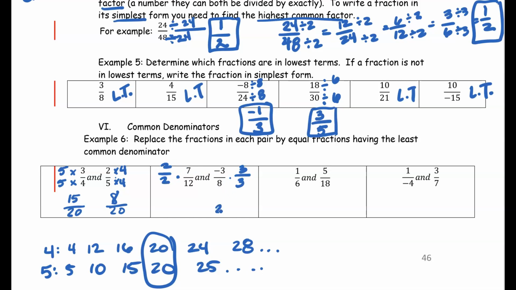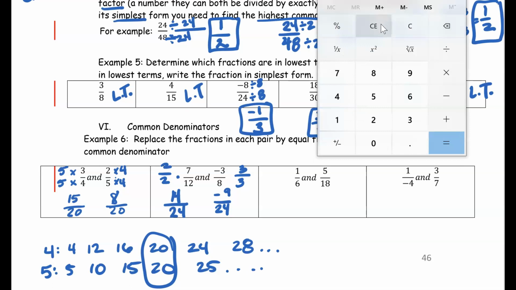So 8 times 3 is 24. Negative 3 times 3 is negative 9. 12 times 2 is 24. 7 times 2 is 14. And one nice, easy way to check these, let me just pull up my calculator real quick. If you're ever not sure, you could divide them. So you could take 7 divided by 12 and get the decimal equivalent, and you get 0.583 repeating. And then let's do 14 divided by 24.